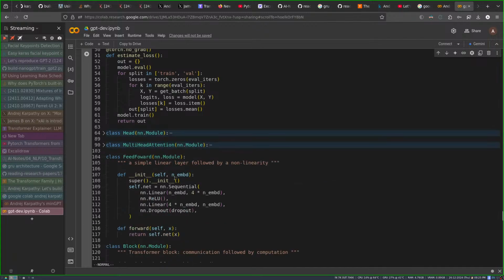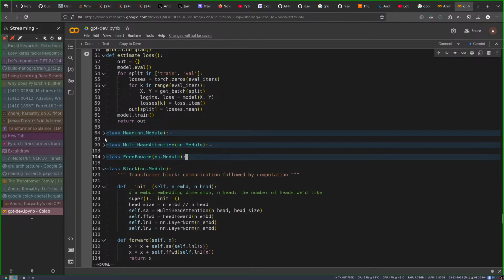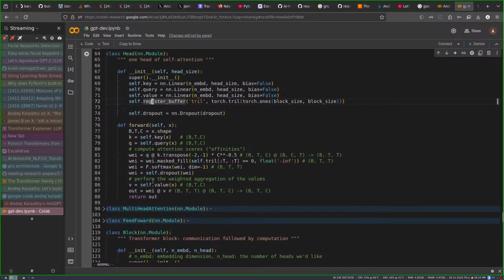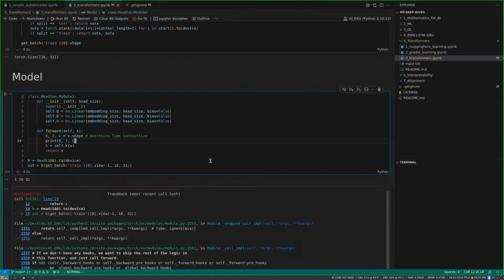So we have head, the linear, register buffer. Where is a buffer used? I have no idea. Probably will be used in the future. Oh yeah, yes. Okay.